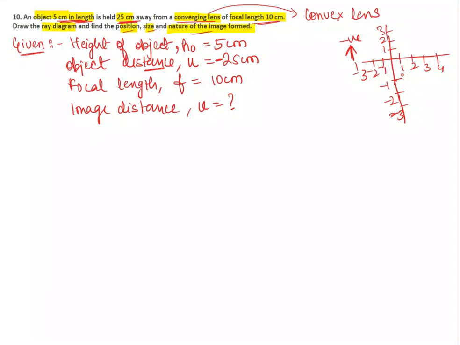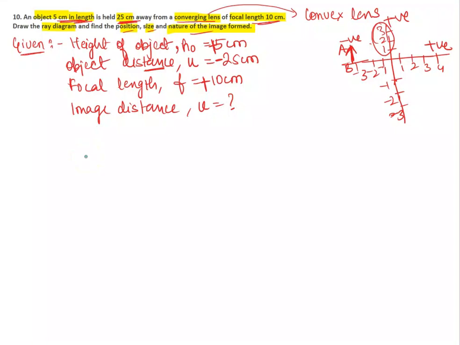And the focal length for the converging lens or convex lens is always on the right side. Right side means positive. So focal length will be positive. And the height of the object. The object is always taken as AB in the upward direction, and upward is also positive. So HO is also plus.